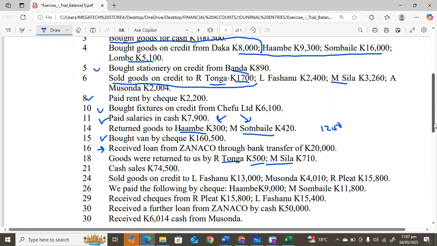So you debit sales returns, then you credit Aratonga, reduction in a receivable, and you also credit Msila, reduction in a receivable. Well, reduction in assets, basically. Any questions?